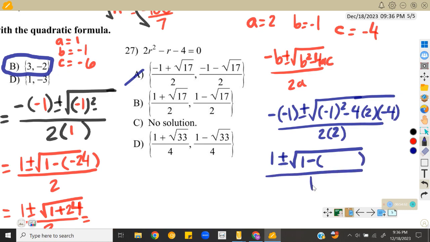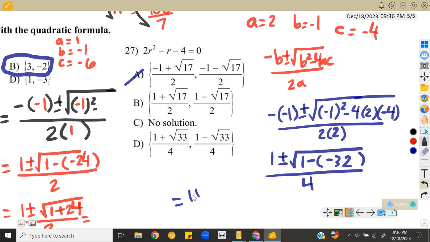And put the result of multiplying 4 times a times c right there. 4 times a, a is 2, and 4 times 2 is 8, right? And then 8 times negative 4 gives us negative 32. And now we can see maybe where this 33 is coming from, because minus negative 32, what does that mean?